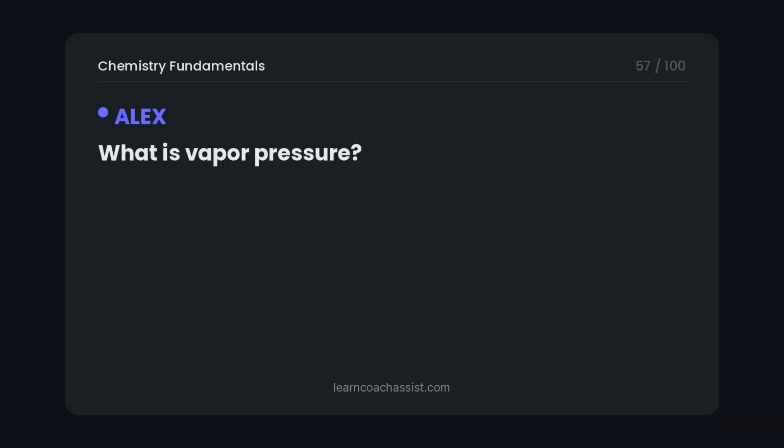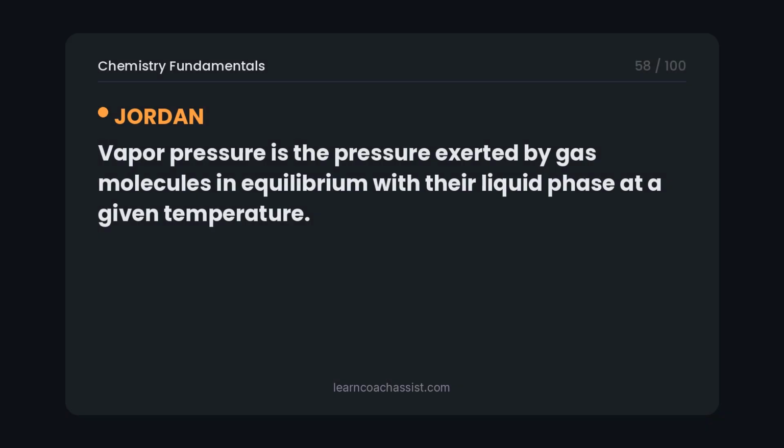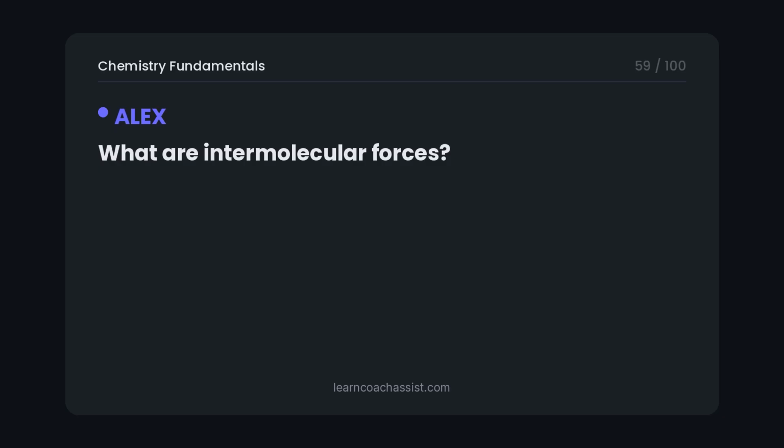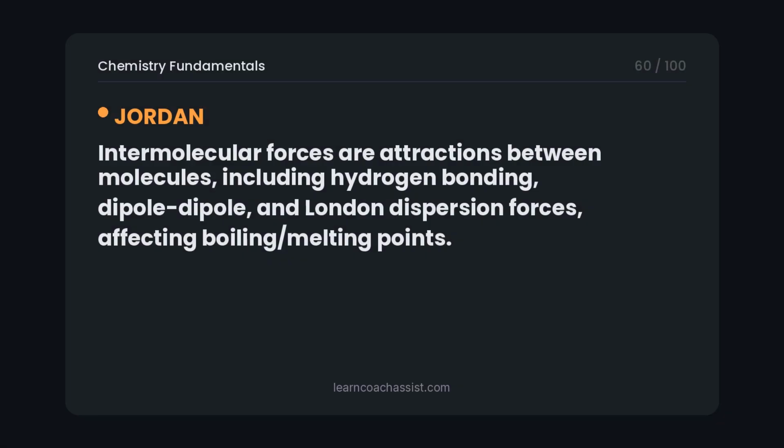What is vapor pressure? Vapor pressure is the pressure exerted by gas molecules in equilibrium with their liquid phase at a given temperature. What are intermolecular forces? Intermolecular forces are attractions between molecules, including hydrogen bonding, dipole-dipole, and London dispersion forces, affecting boiling/melting points.